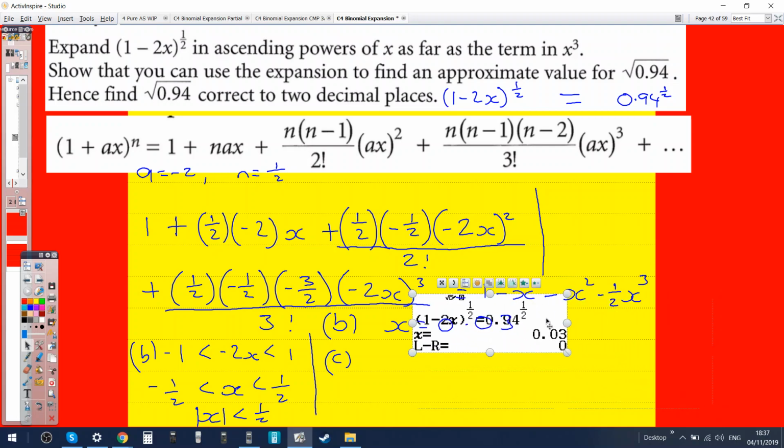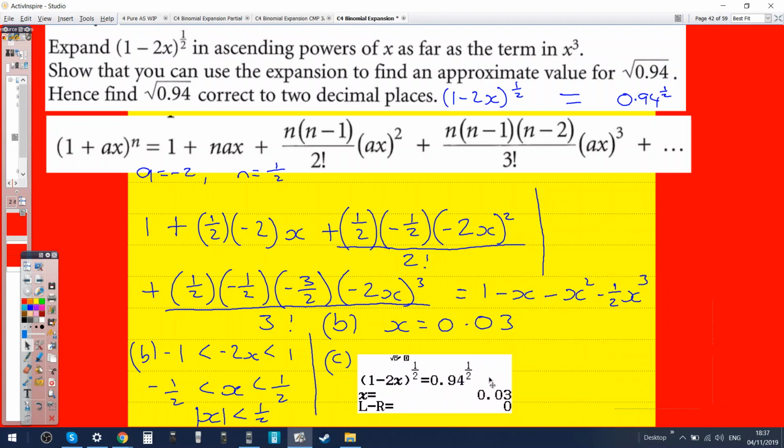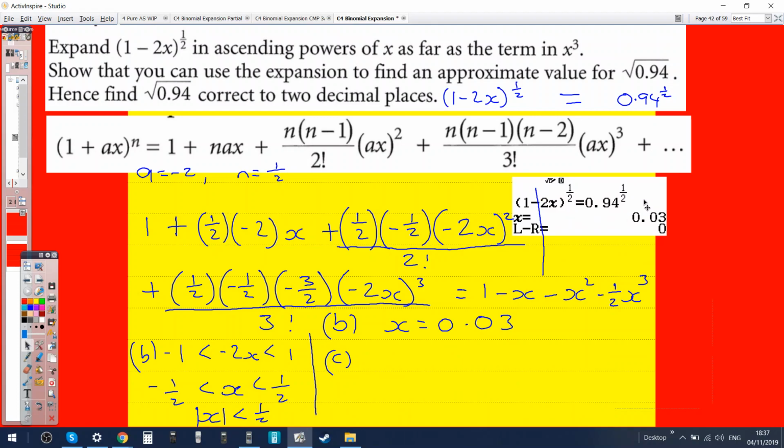And so to 2 decimal places? So 0.97. So 0.97. Okay, put into your calculator the square root of 0.94.